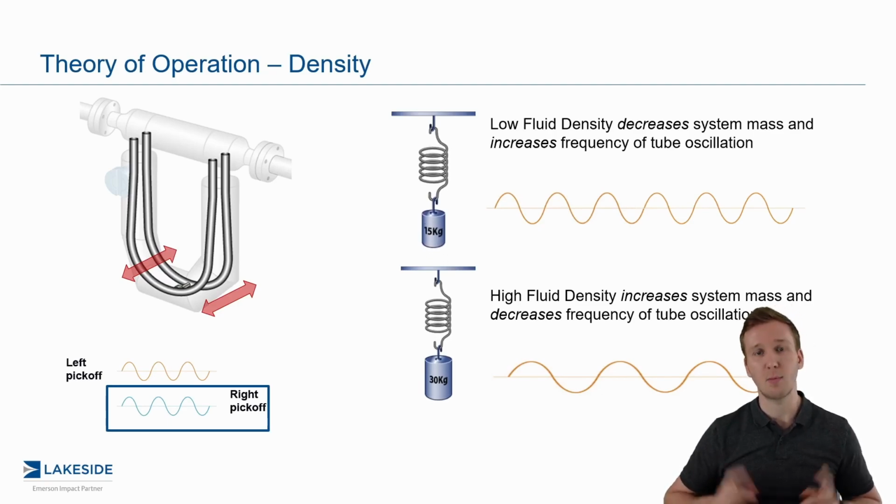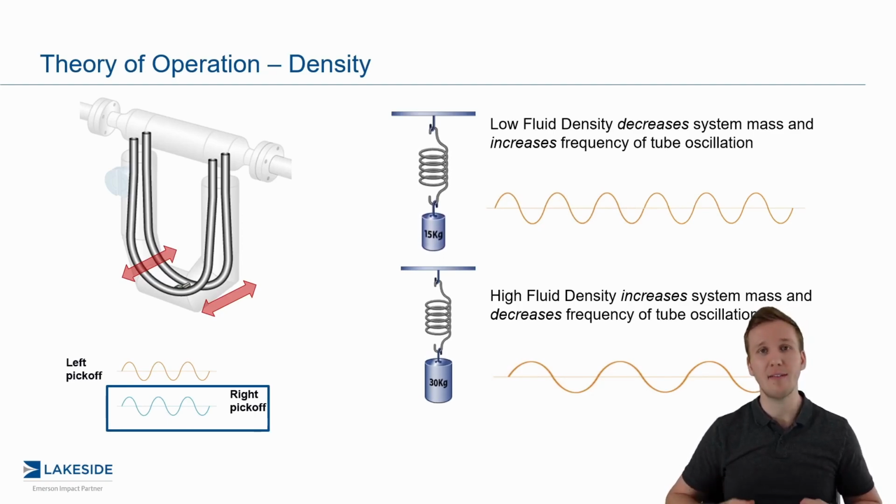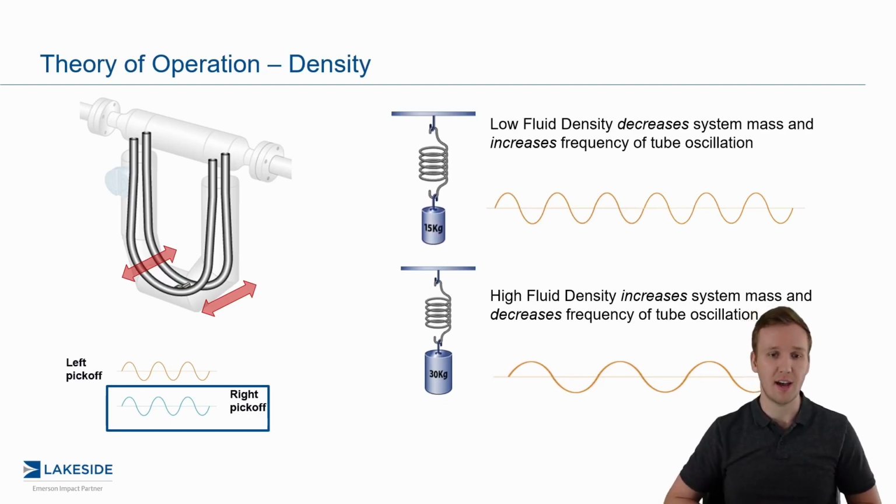Now it's important to understand that this is independent of the mass flow rate, and for this reason we can measure gas flow rates, liquid flow rates, liquid density, but not gas density, as we don't have the resolution on a Coriolis flow meter for gas density. That's a separate solution altogether.